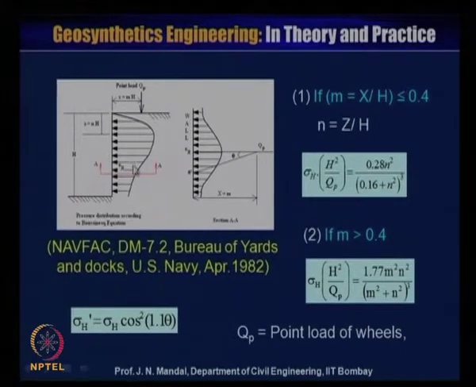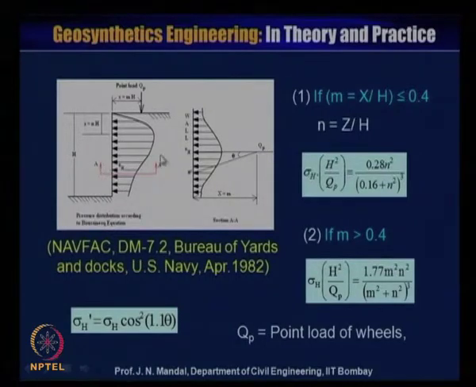according to the Boussinesq equation, and here Qp is the point load, and this distance x is equal to mh, and here z is equal to nh. This you have to remember: x is equal to mh, z is equal to nh, and the point load is Qp, and this is the pressure, that is sigma h.